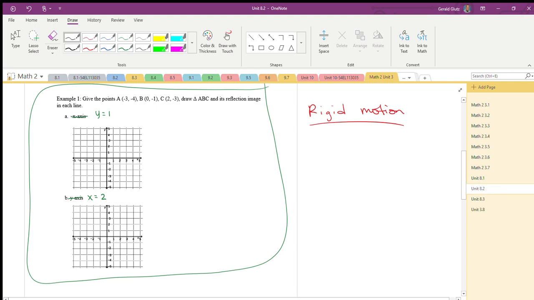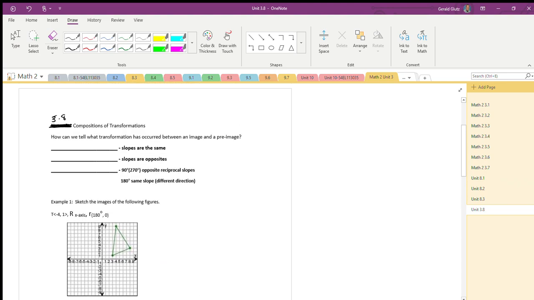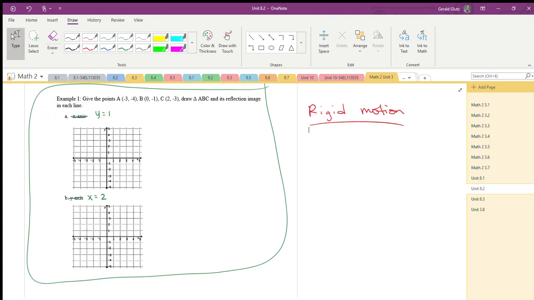Hello and welcome to 3.8, so Unit 3, Section 8. So this is going to be mainly review from last year, but I assume that you probably don't remember a lot of the stuff. So we're going to be doing a little bit of reflection, translation, and then seeing if we can figure out, when we get to here, what type of transformation was done. So first, just a little review.